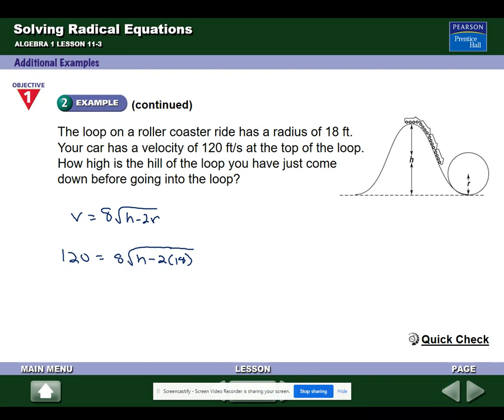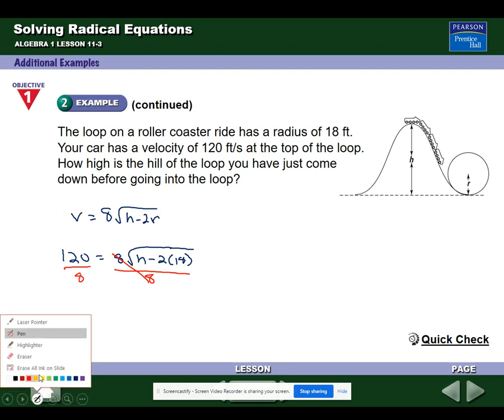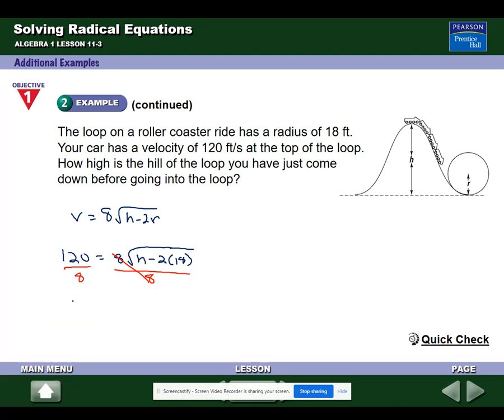So I'm going to undo things in reverse order, and I'm going to divide both sides by 8. You see, if you divide the right side there by 8, since 8 is multiplying this, the 8s will just cancel. And 120 divided by 8 is 15. I will go ahead and simplify negative 2 times 18 is negative 36.